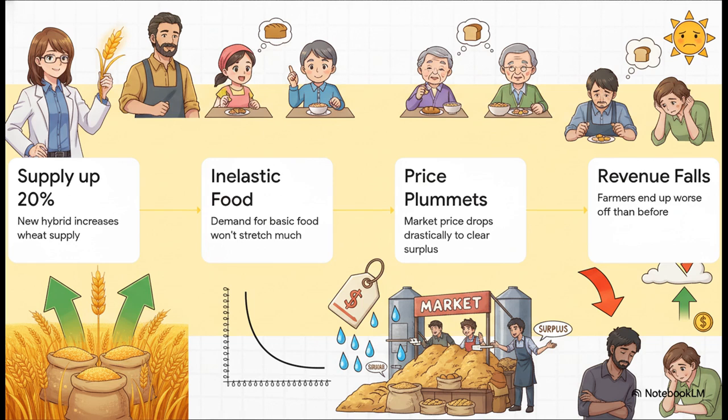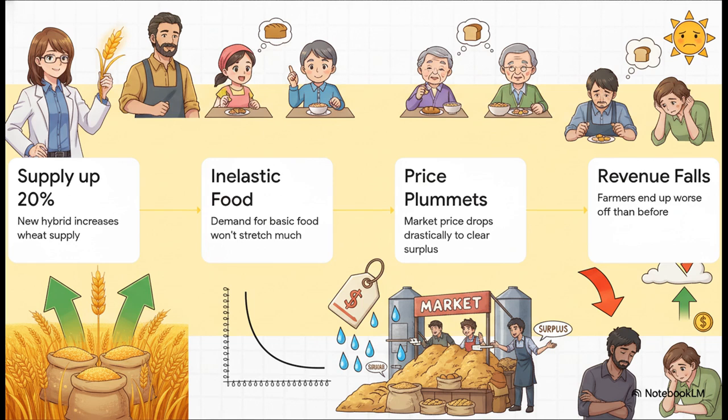Okay, now step 2, we have to look at the buyers. Demand for basic food is highly inelastic. Think about it. People only need to eat so much bread in a given day. Just because wheat is cheaper doesn't mean you're suddenly going to eat 20% more sandwiches. Because demand won't stretch, step 3 kicks in. To clear out this huge new surplus of wheat, the market price absolutely plummets.